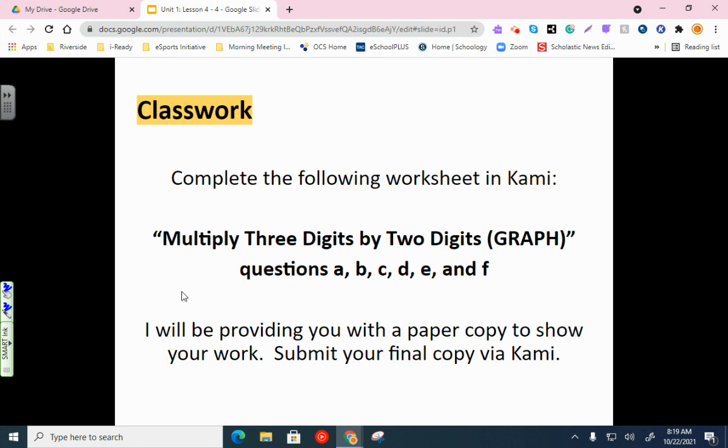All right, so in Schoology, you'll have a workbook page called Multiply 3 Digits by 2 Digits, which has a graph. Now, I only want you to do questions A through F. So do half of the questions and submit that through Kami. But the best thing to do is use graph paper to help you with that. But get a hold of me if you have any questions, and I'll be certainly sure to help you out.